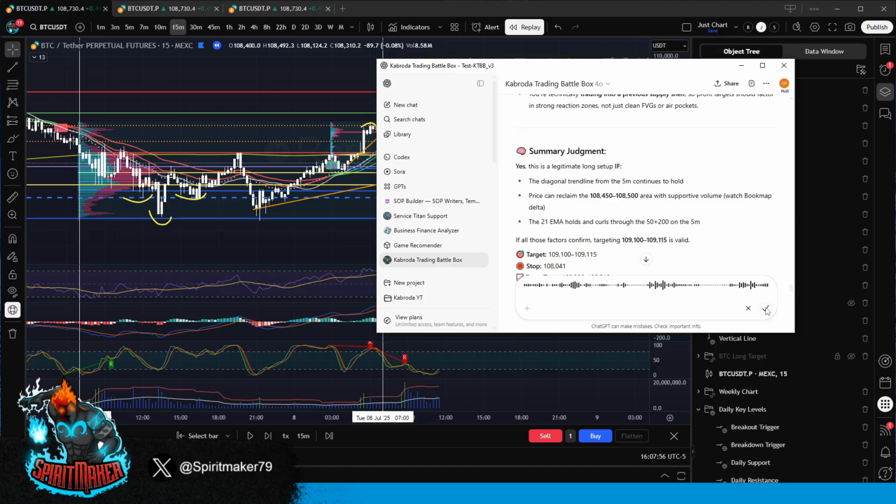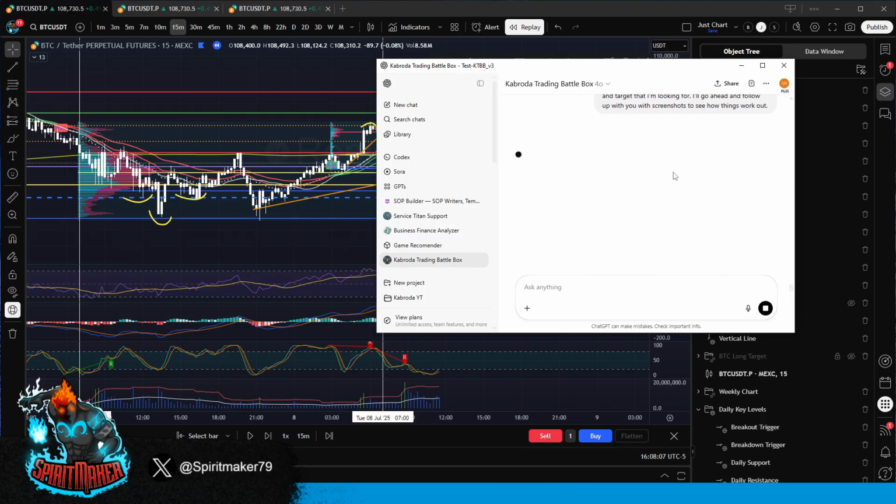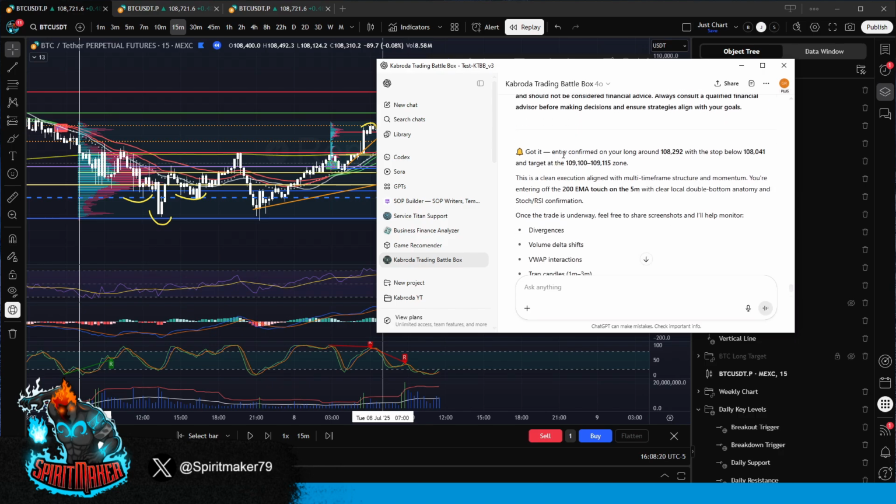I'll go ahead and follow up with you with screenshots to see how things work out. So obviously, as a trader, I'm going to take action. I'm going to take in the key levels that it was talking about and start to analyze everything that's on the chart. Of course, it's going to come back and should be marking everything that I'm looking at taking. The disclaimer is going to pop up as well.